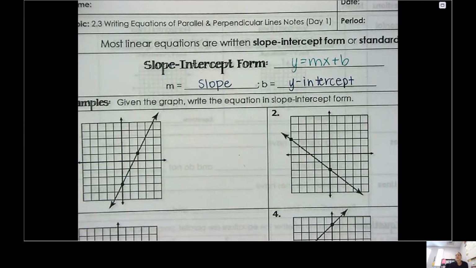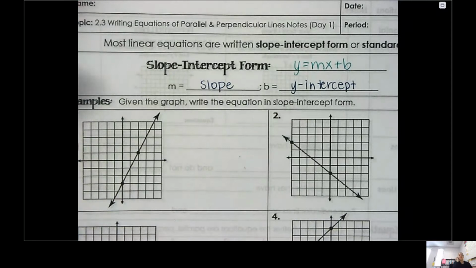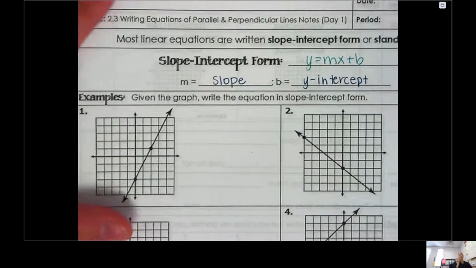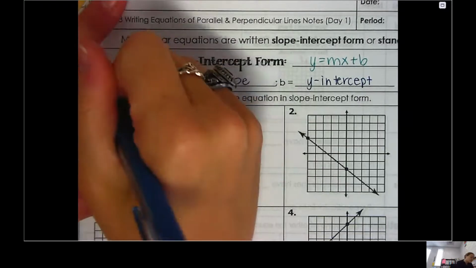Now, slope, you might have heard other terms for it, right? Growth rate is one of them that you might have heard before. The other way you might have seen slope is rise over run. Is that bringing back some memories?